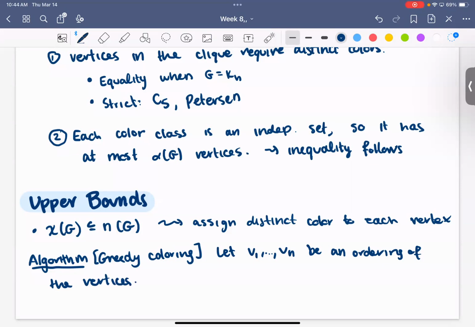And then what you're going to do is color the vertices in order, and at each step assign the best possible color. So let's say the colors that we're using are the numbers 1 through n. I would color V1 color 1, and then I would look at V2. If it's connected to V1, I cannot use color 1, so I would use color 2. But if it is not connected, then I could use color 1. So we'll just color the vertices in order.